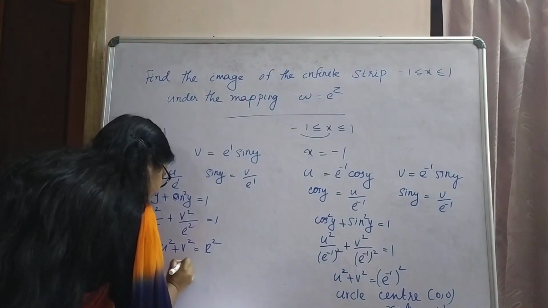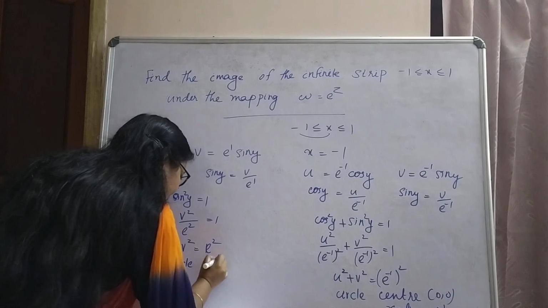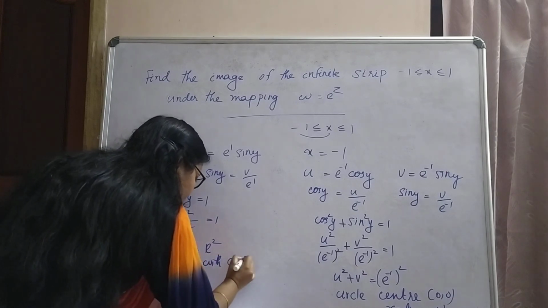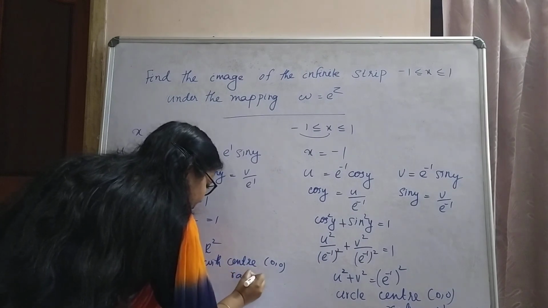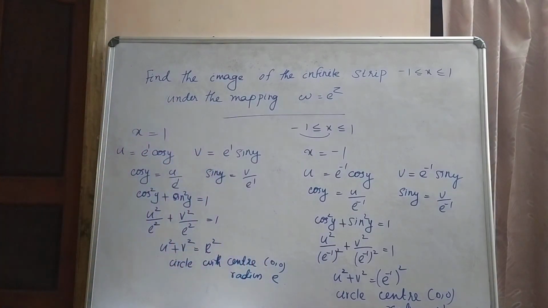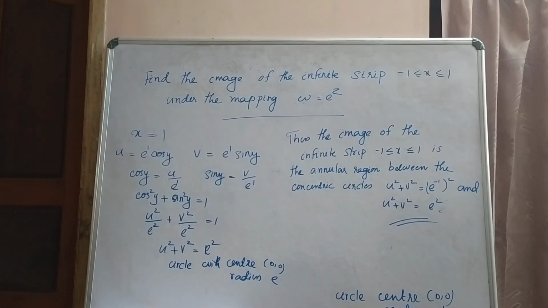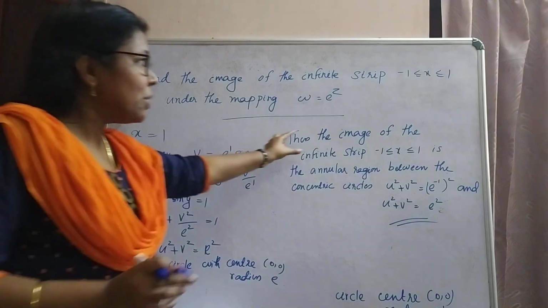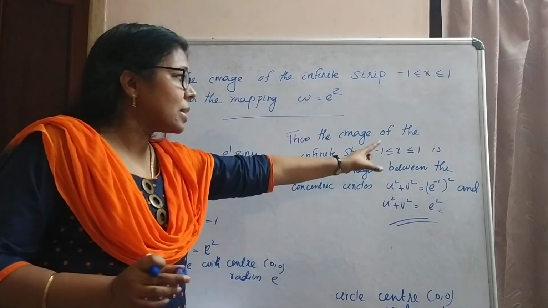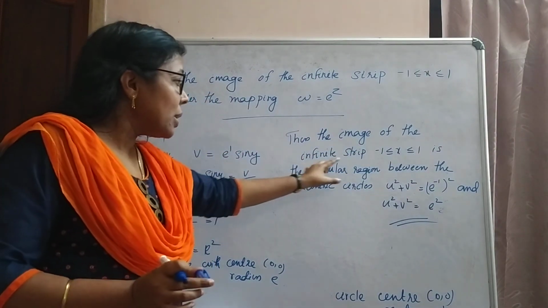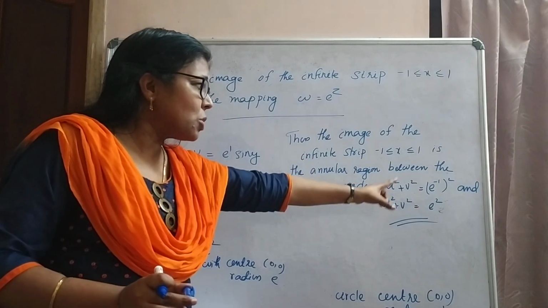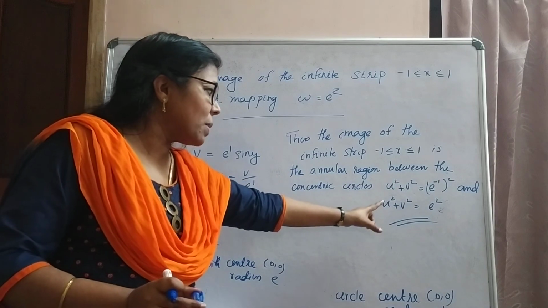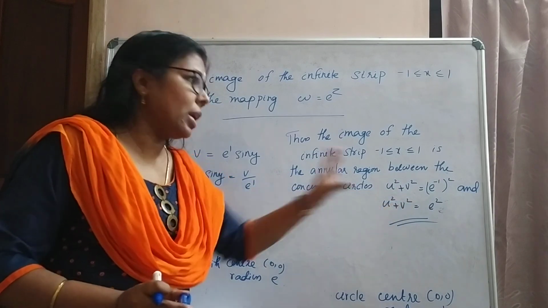A circle with center 0, 0, radius e. That is, the image of the strip -1 less than or equal to x less than or equal to 1 is the annular region between the concentric circles u square plus v square equal to e raised to -1 the whole square and u square plus v square equal to e square.